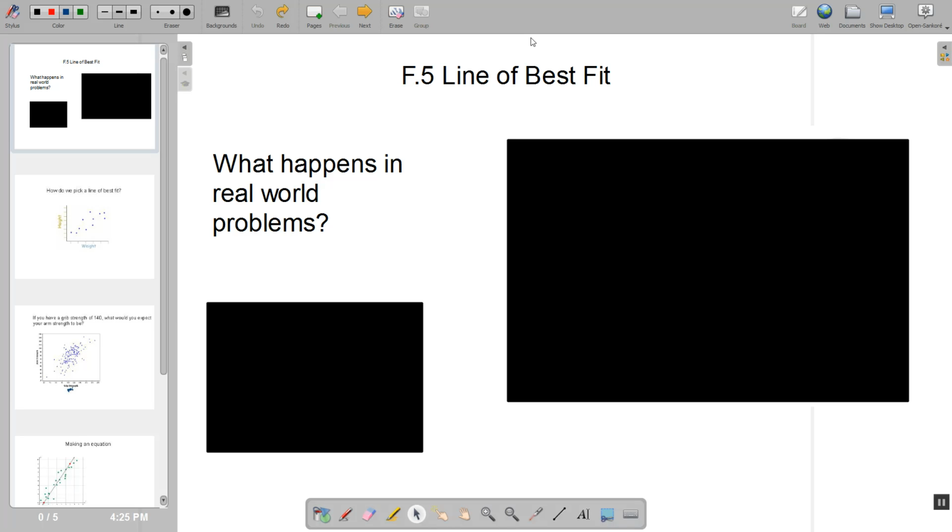We've spent a lot of time in this unit working with lines, linear equations, tables, and graphs. And the goal here is to start using them in more real-world contexts, which begs the question of what happens in real-world problems? A lot of our equations and answers have had nice, clean numbers. What happens when we don't?